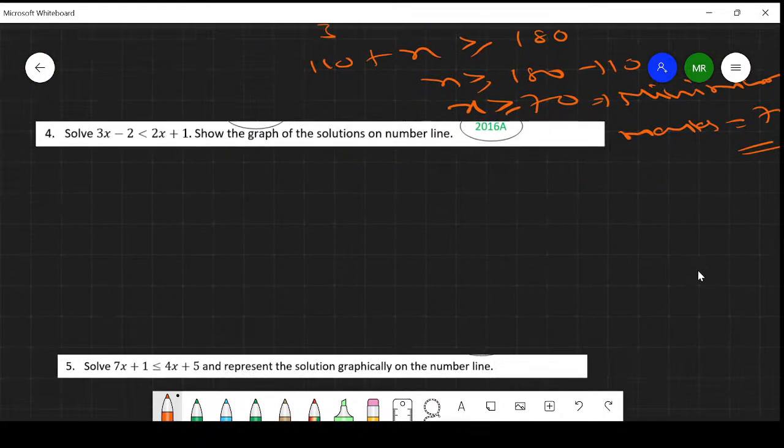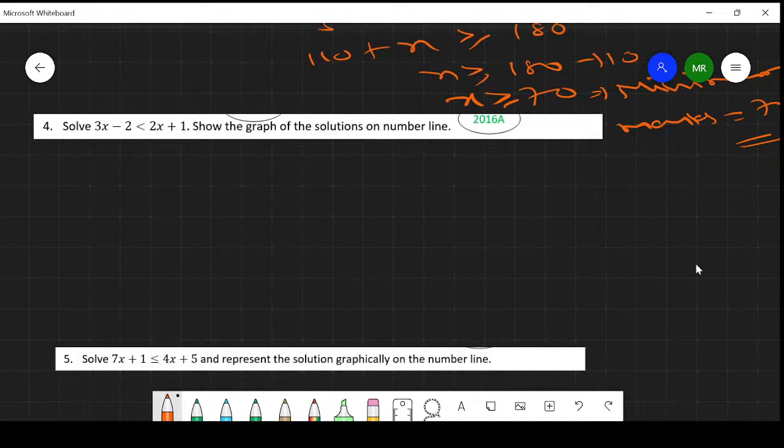See the fourth one now. Solve 3x minus 2 less than 2x plus 1. Show the graph of the solution on number line. The topic is simple. It takes only another 15-20 minutes.